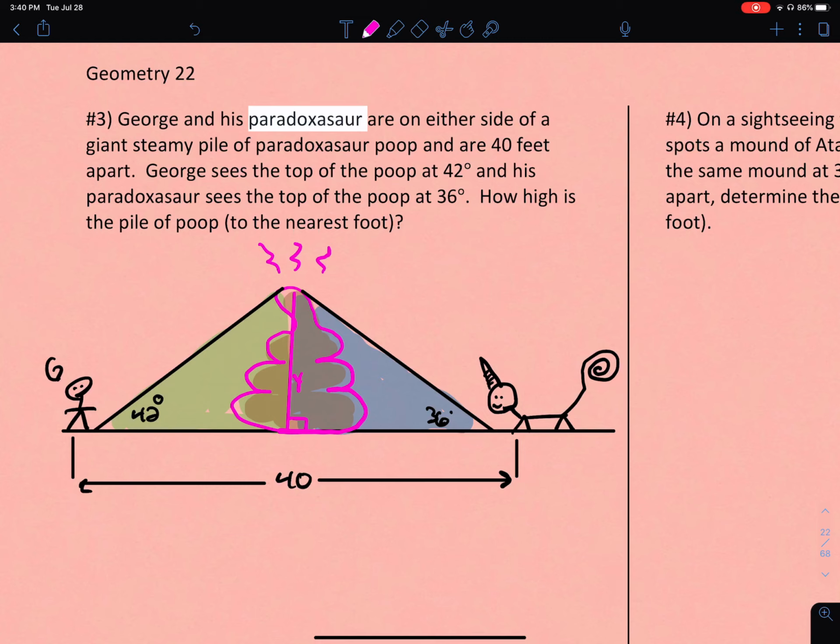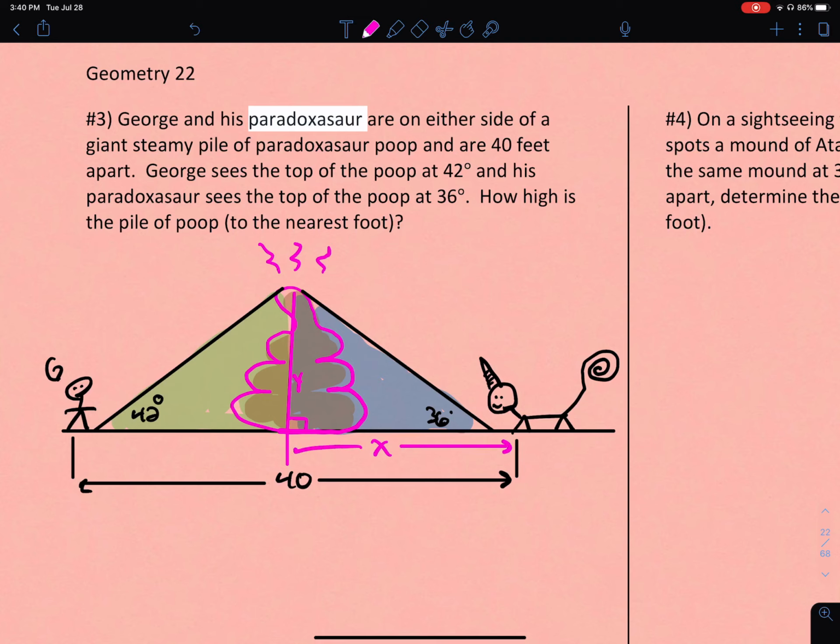Well, check this out. This whole thing is 40. What if I said to you that the distance that the Paradoxosaur is from the center of the poo is x?